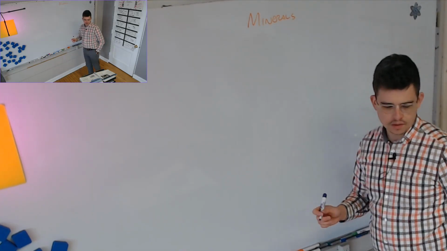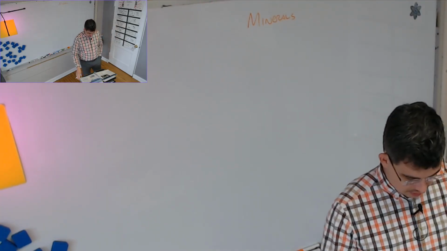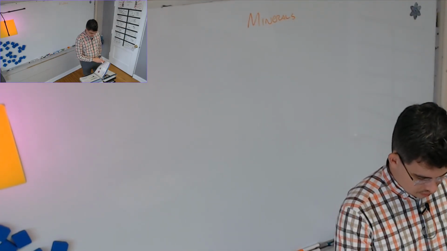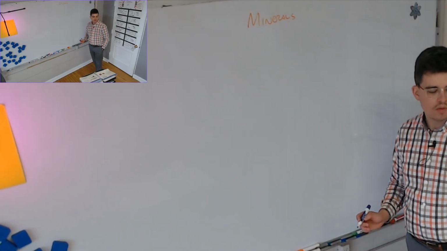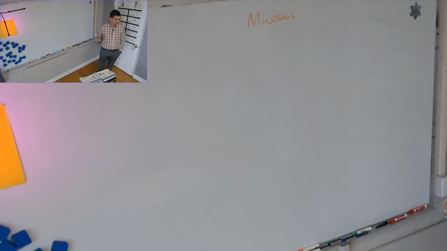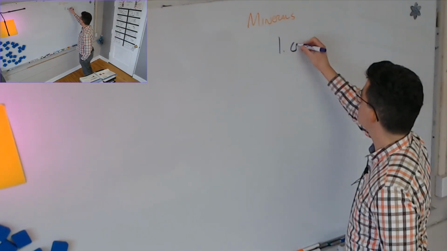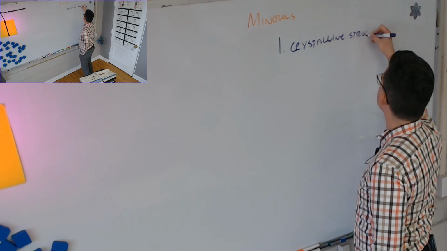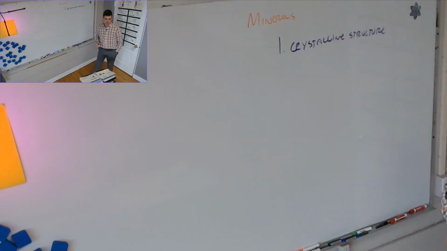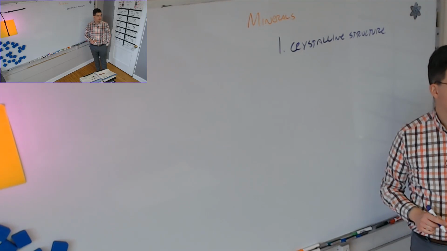What is a mineral? Let's think about what some criteria are that minerals must meet in order to be a mineral. They must have crystals. Okay. Crystalline structure. Explain crystalline structure. What does it mean on the atomic level? What's a crystal?